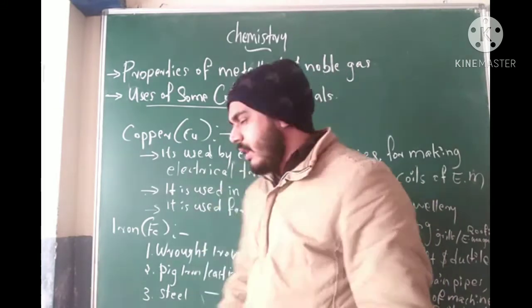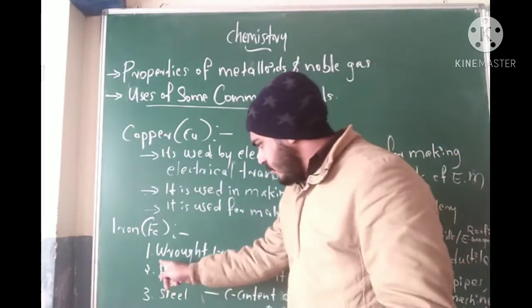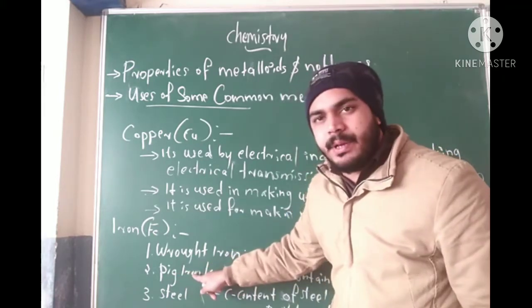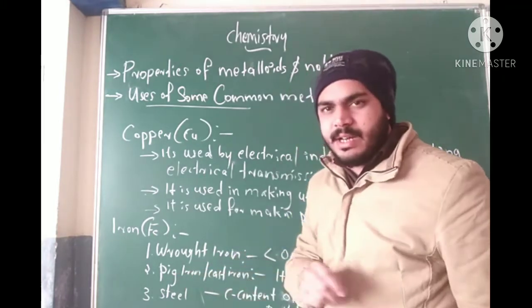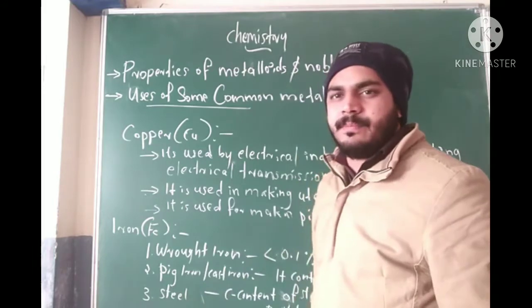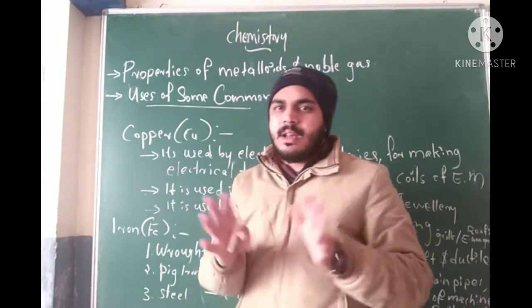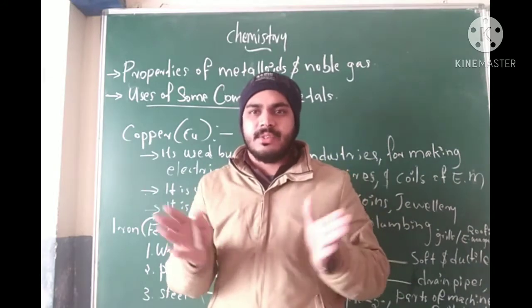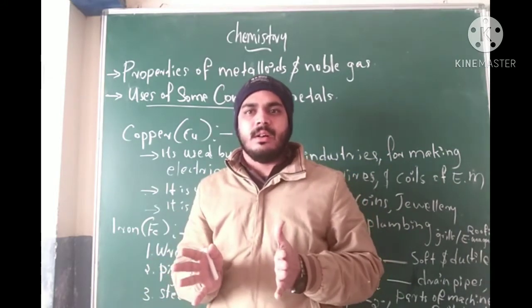Here there are three types of iron. The first one, wrought iron. The second one, pig iron or cast iron. And the third one, steel. These three are iron, but according to the carbon content, they are classified for three different purposes.